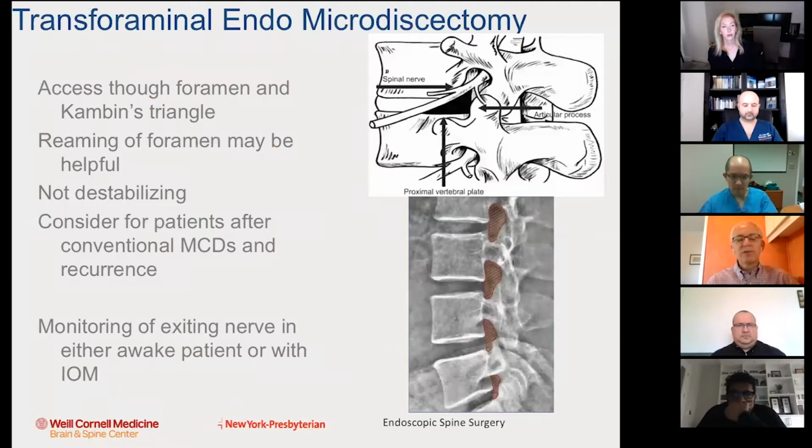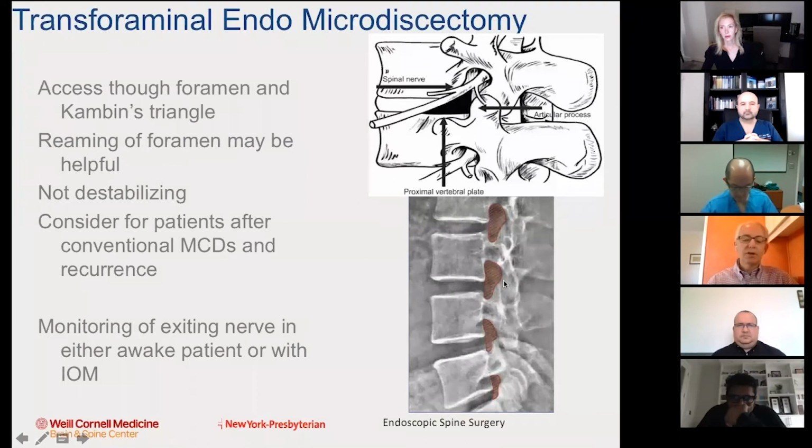The transforaminal endoscopic approach is somewhat different. This is, again, where we're coming in laterally and taking advantage of Kambin's triangle area. A point of concern is always the exiting nerve root. You have to remember the exiting nerve root comes out high in the foramen, just below the pedicle of the upper vertebral body. So when we're targeting, we want to target low in the pedicle, at least initially, and then possibly use the reamer to open that area up.